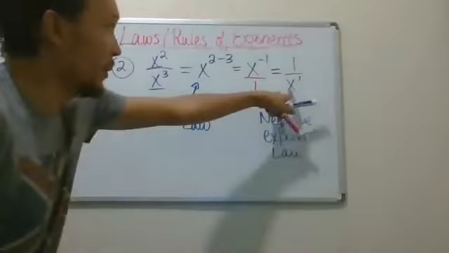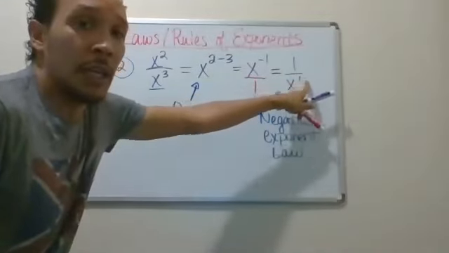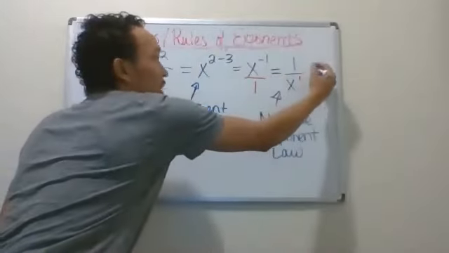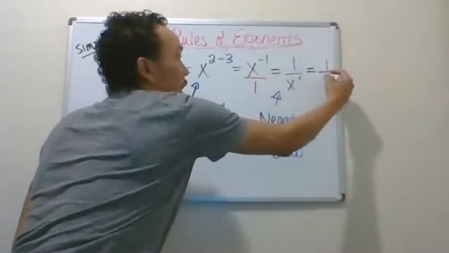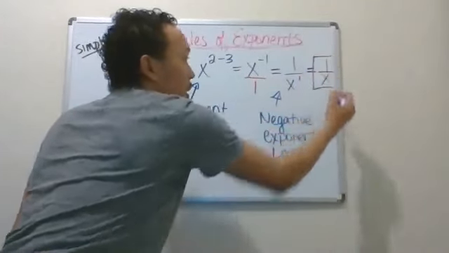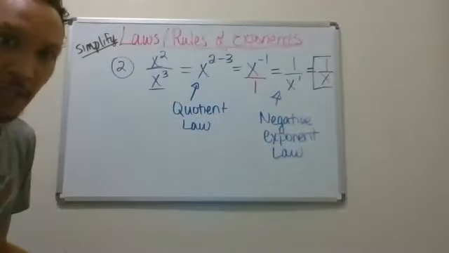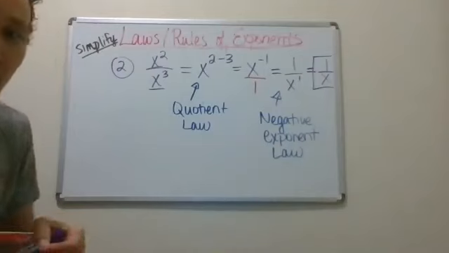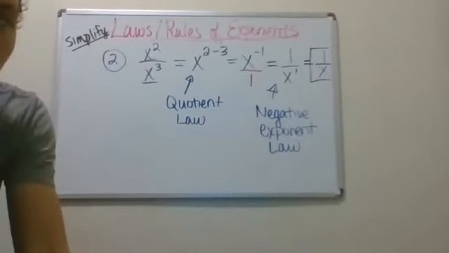But any number raised to the 1st power is simply itself. So we can simplify this to just give me a final answer of 1 over x. Any questions?